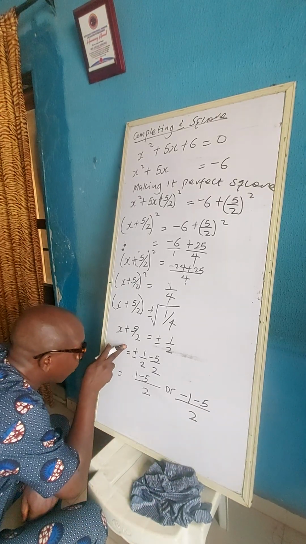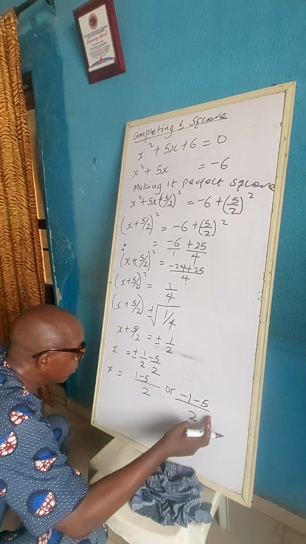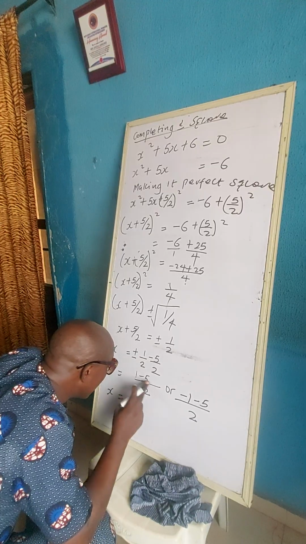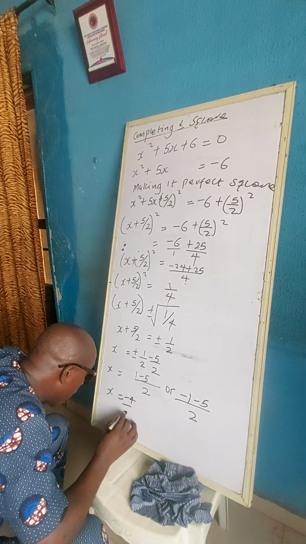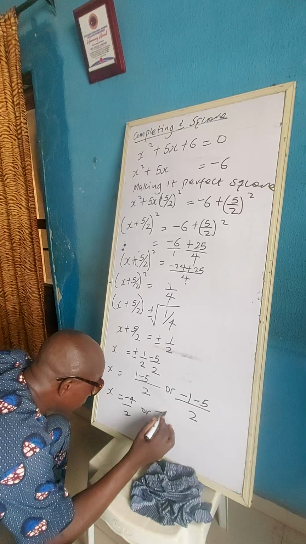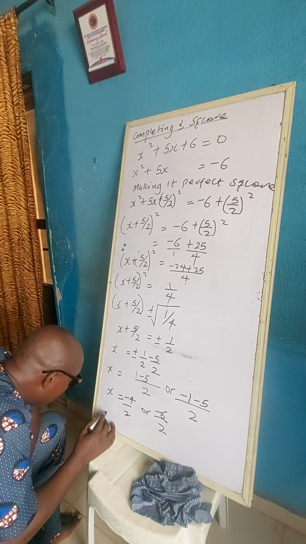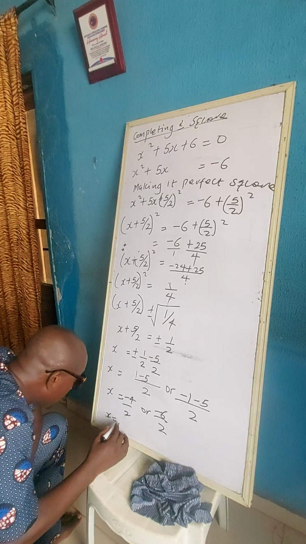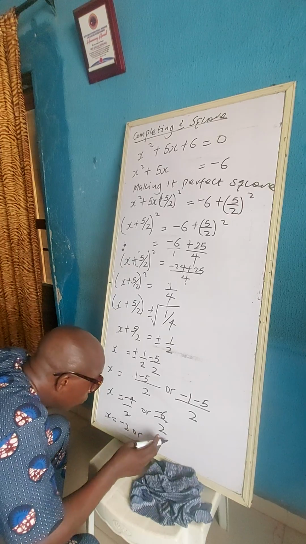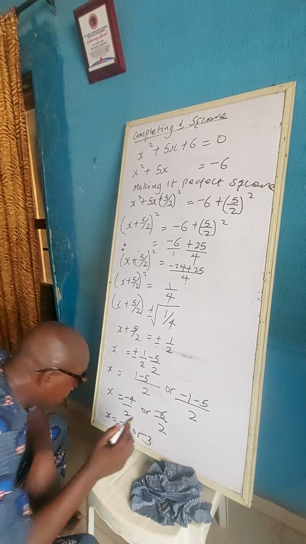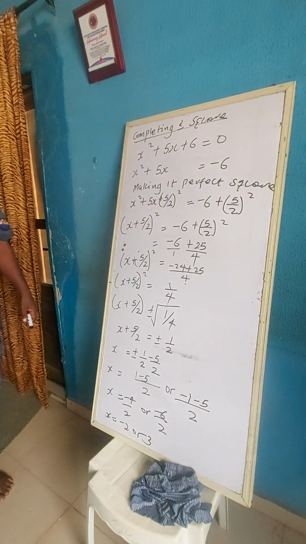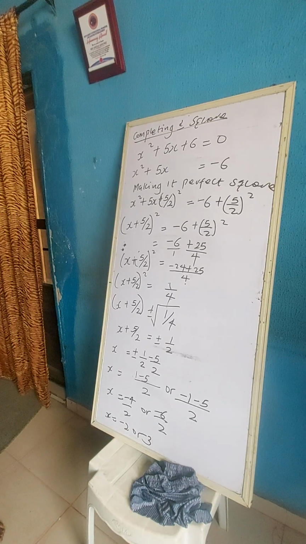Plus or minus, first of all use plus to get this, and I use minus to get this. Now x equal to 1 minus 5 gives us minus 4 over 2, or minus 1 minus 5 gives us minus 6 over 2. When you divide, x equal to 2 into minus 4, minus 2, or 2 into minus 6, minus 3. You'll see when you look at it, we got the same answer. That's all about quadratic equation.